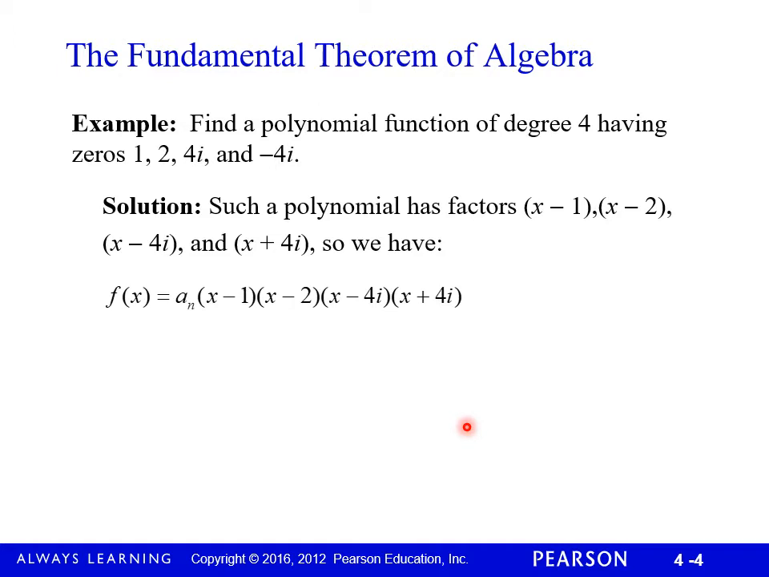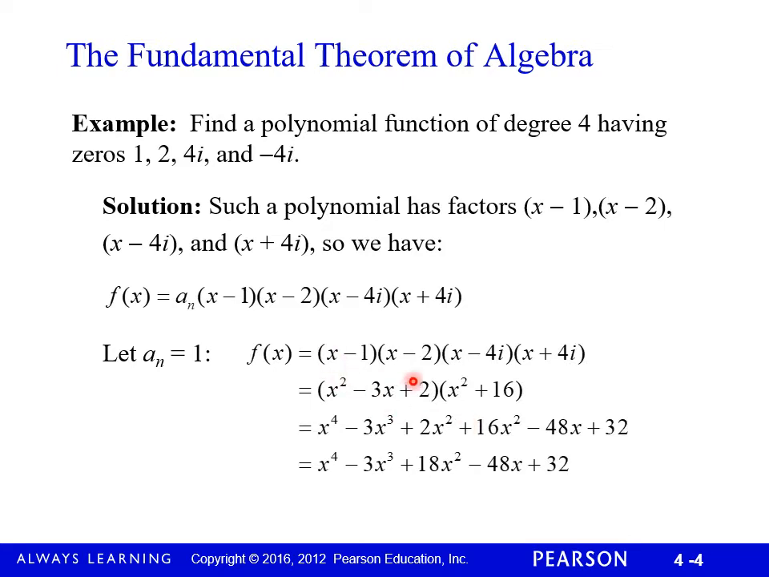So we have a sub n. This is just any constant multiplier, any kind of coefficient, times those four factors multiplied together. If we set a sub n equal to 1, and multiply this out by foiling, and then distributing, or using the box method, we get x to the fourth minus 3x cubed plus 18x squared minus 48x plus 32. And that's just, again, foiling the first two terms here, the second two terms here, and then multiplying them through using distribution. Okay, I'm not going to go through those steps.